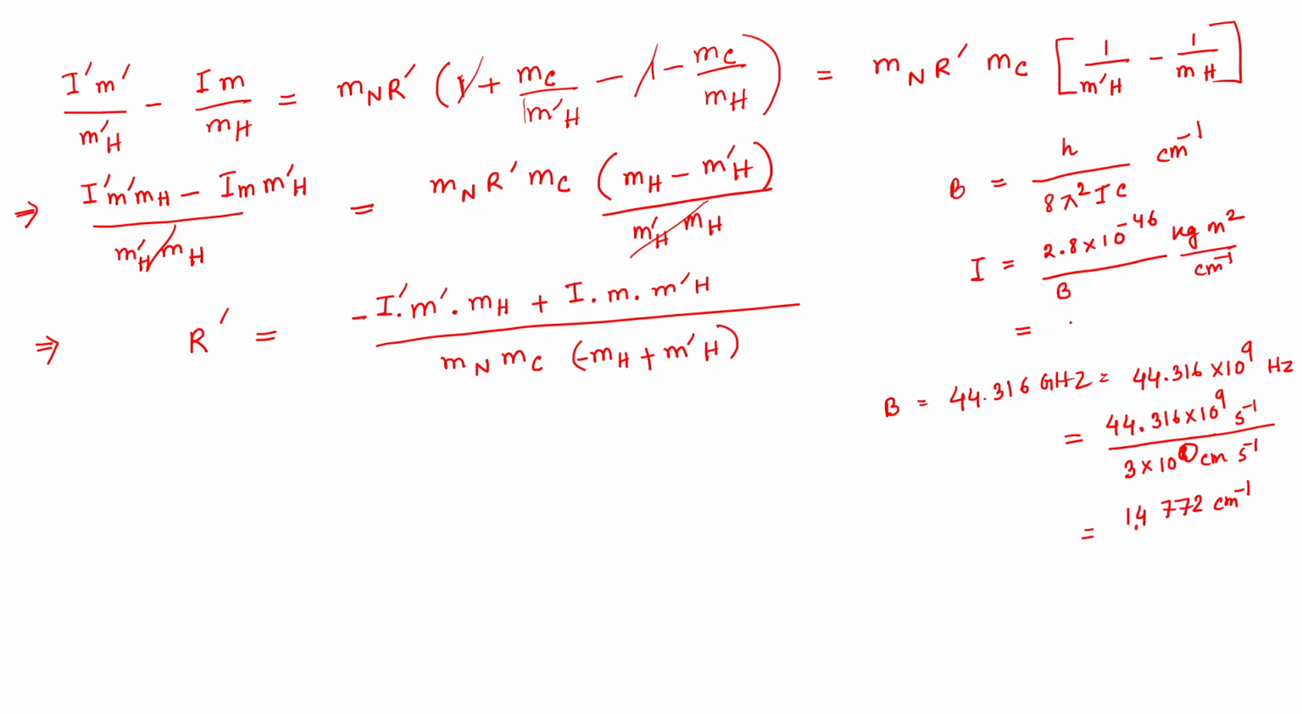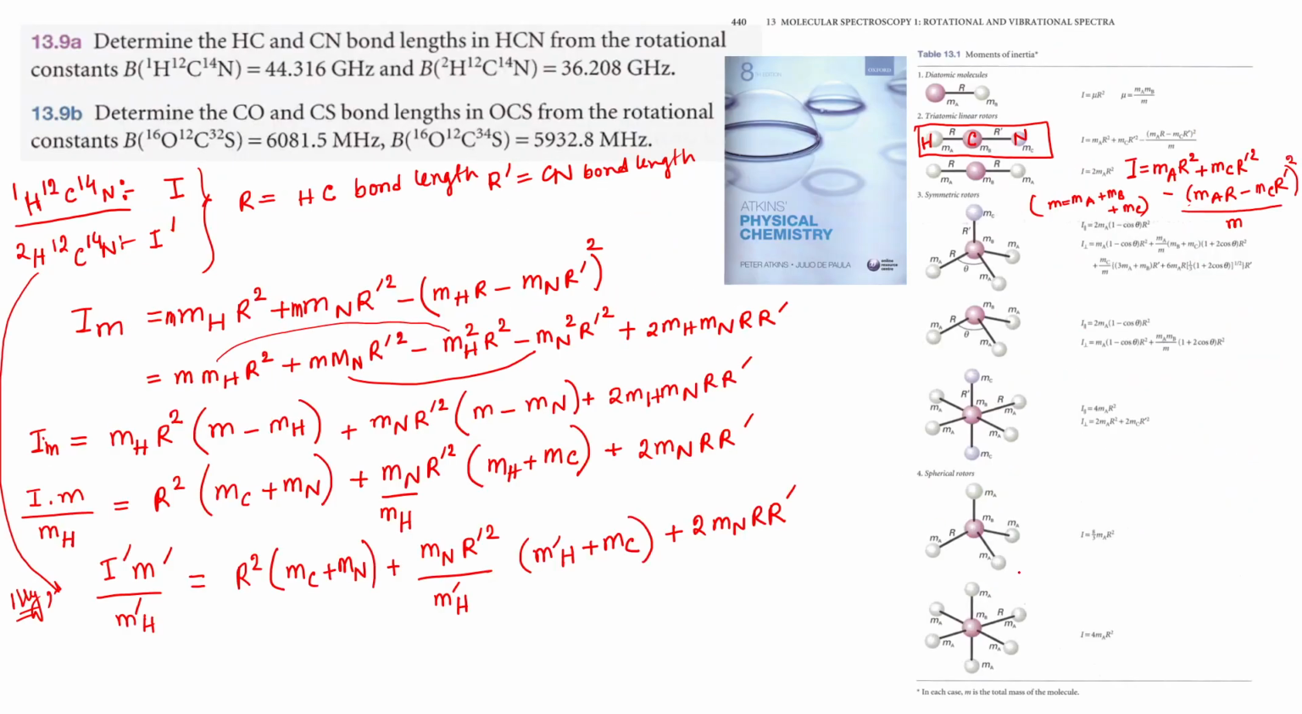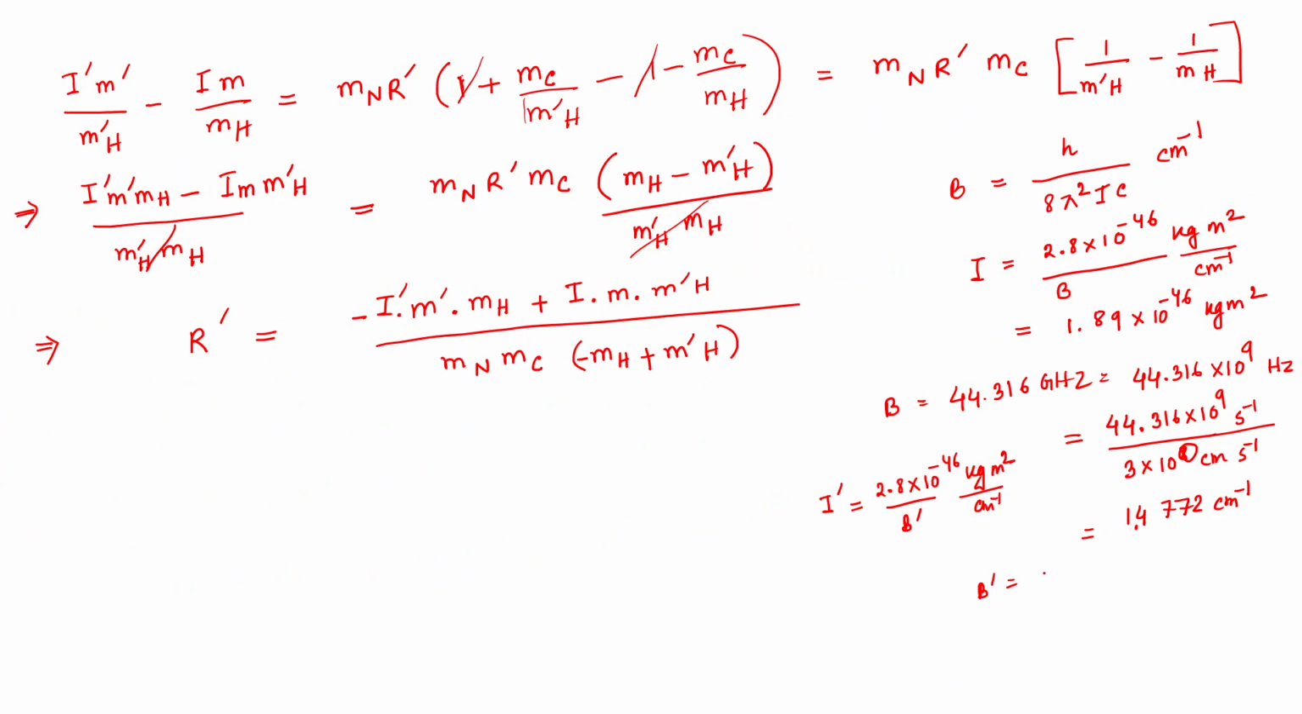that is 1.89 into 10 to the power minus 46 kg meter square. What about I dash? That is 2.8 into 10 to the power minus 46 kg meter square centimeter inverse. This is divided by B dash. B dash is 36.208.